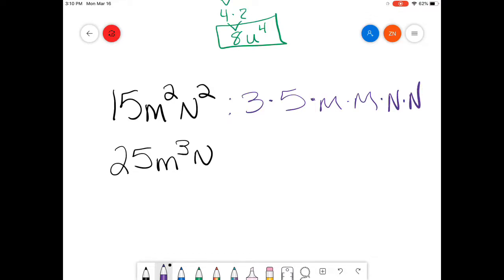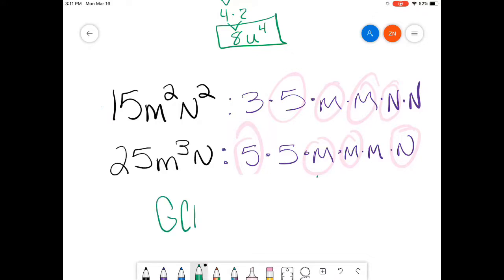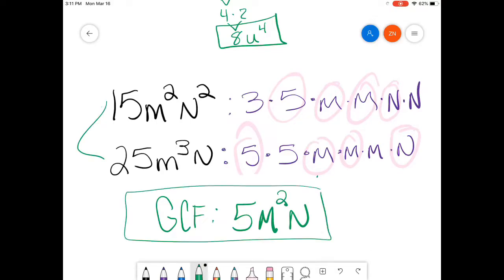There's 2 m's and 2 n's. The number 25 can be broken apart into 5 times 5. I can't break apart 5 anymore, so then keep on going. M, m, m, and n. Circle what they have in common. Looks like 1 5 and 2 m's. And also n. So the greatest common factor would be 5m²n. 5m²n is the greatest common factor of these two monomials.